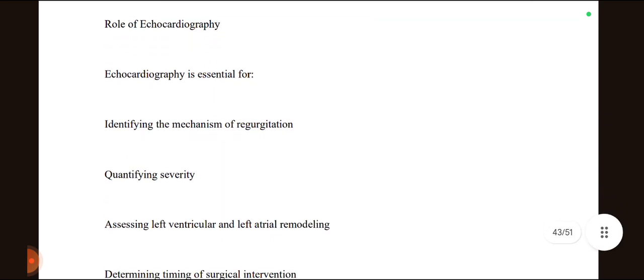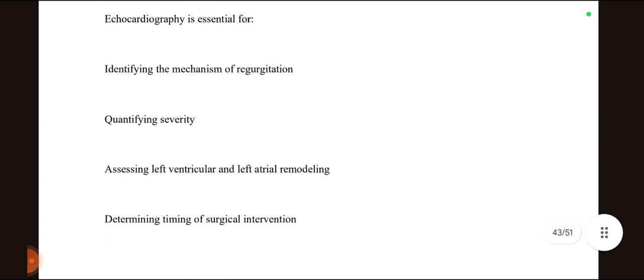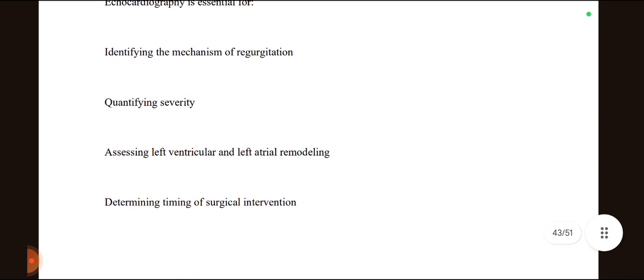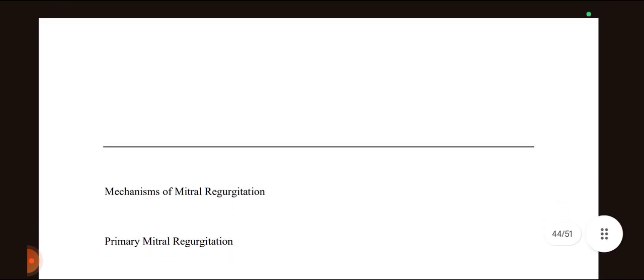So role of echocardiography in mitral regurgitation क्या है? Echocardiography is essential for identifying the mechanism of regurgitation, quantifying the severity, assessing left ventricular and left atrial remodeling, and determining the timing of surgical intervention.